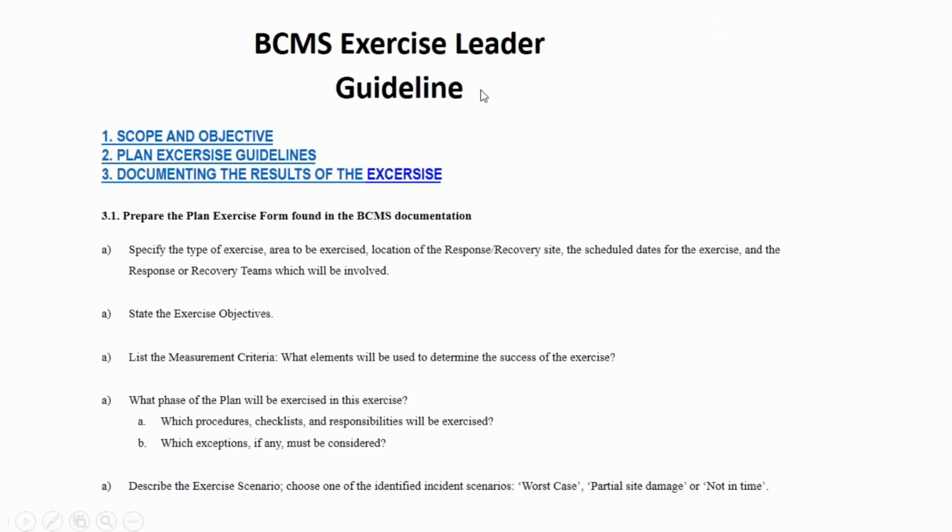And the exercise leader guidelines could be like this: scope and objective, plan exercise guidelines, documenting the results of the exercise. This is just an example, a very, very small part of the guideline. But hopefully it gives you some ideas how it could look like.